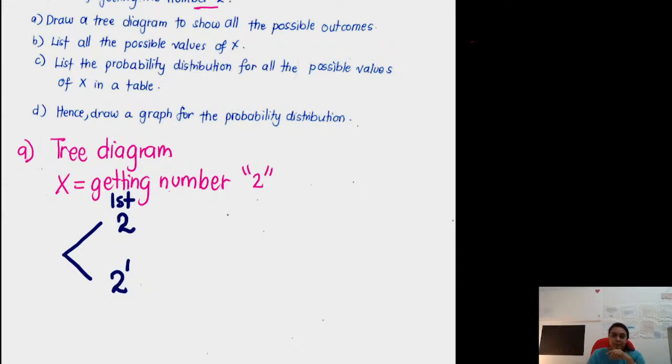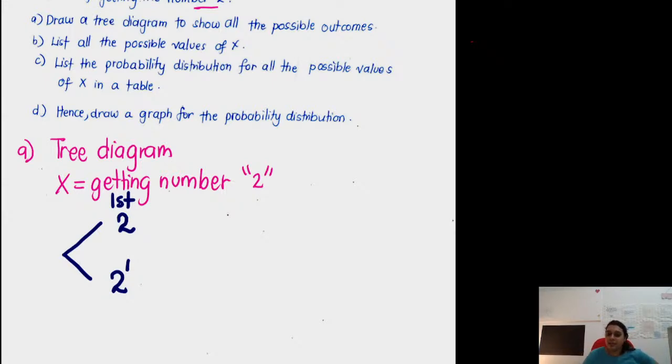Okay, meaning that you get number 2 or you don't get number 2. So you write 2 prime. 2 prime means not number 2. That means number 1, number 3, number 4, number 5, number 6. 1 and 1. What is 1 and 1? Okay, 1 and 1. Teacher don't understand what is 1 and 1.